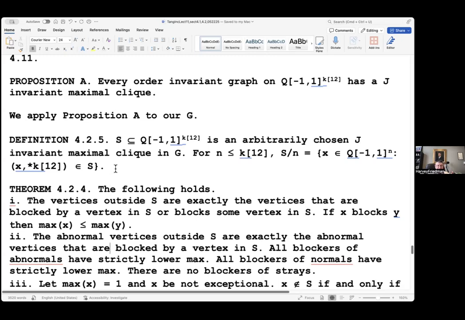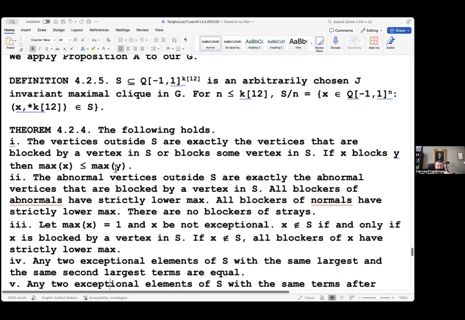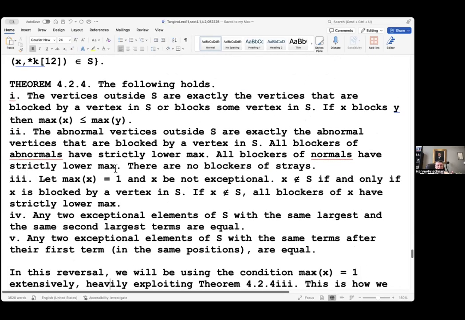And then we have the following. Vertices outside S are exactly the vertices blocked by a vertex in S or which block some vertex in S. That's trivial. If X blocks Y, then there's a lot of repetition in here, which is all right. The abnormal vertices outside S are exactly the abnormal vertices that are blocked, because it can't block. All blockers of abnormals have strictly lower max from the stipulations. All blockers of normals have strictly lower max from the stipulations. There are no blockers of strays.